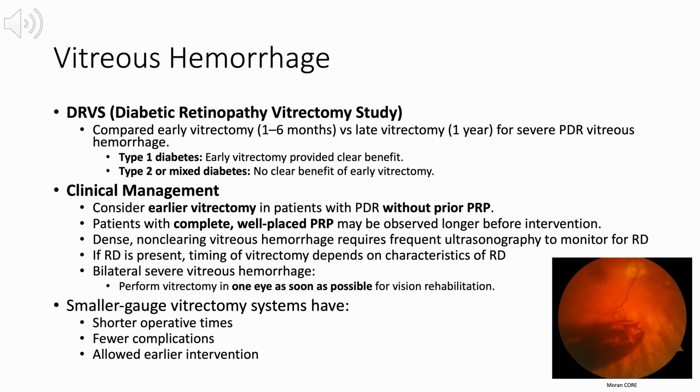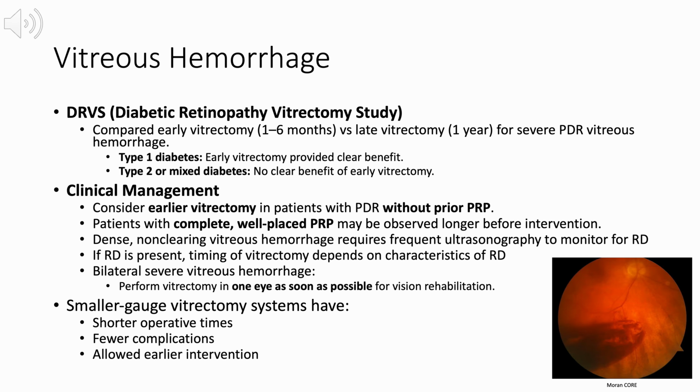Consider earlier vitrectomy in patients with PDR who have not had prior PRP, since these eyes have an untreated ischemic drive and are likely to continue bleeding. Conversely, patients with complete, well-placed PRP may be observed longer before intervention because their proliferative process has already been addressed. Dense, non-clearing vitreous hemorrhage requires frequent ultrasonography to monitor for retinal detachment.